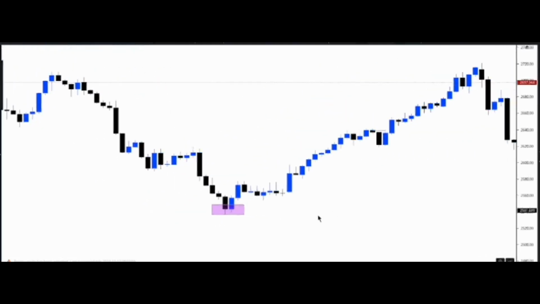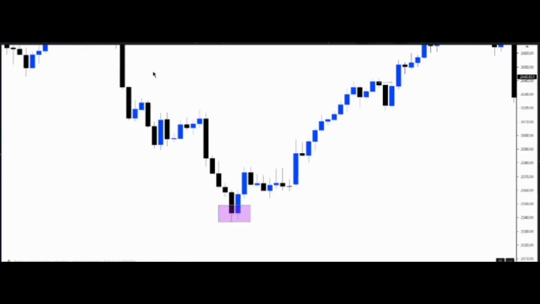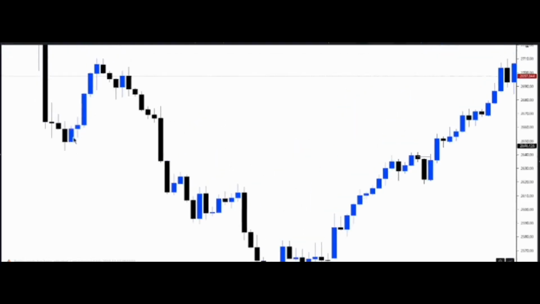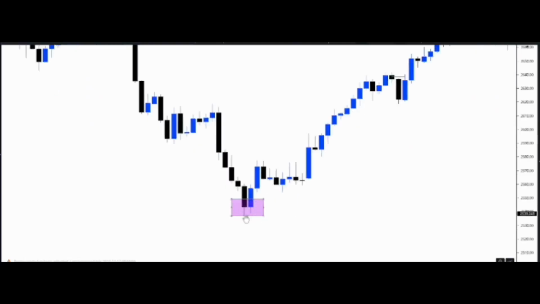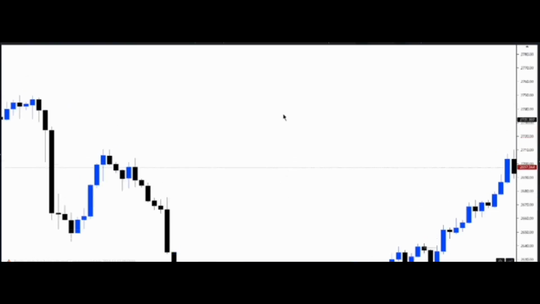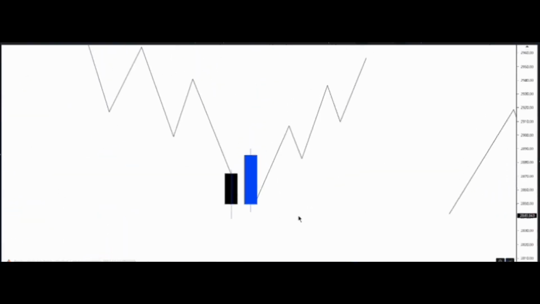So price printed this pattern that I told you about. In a bearish structure, price is making lower low, lower high, lower low, lower high, lower low. Okay? In a bearish structure such as this. Now let me make one more clarification here.